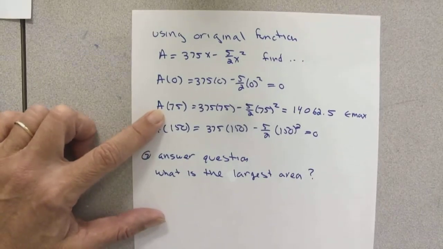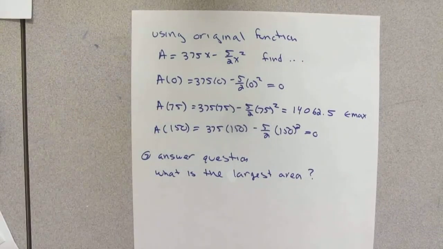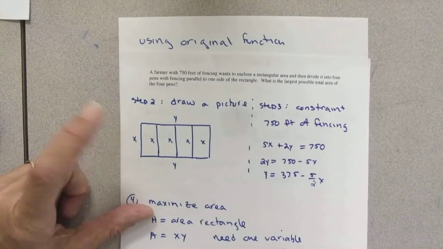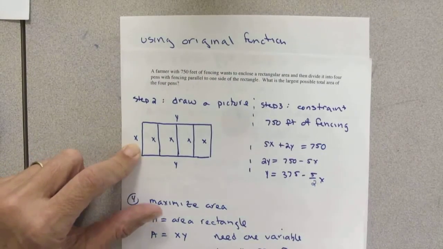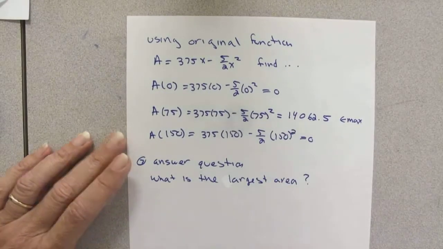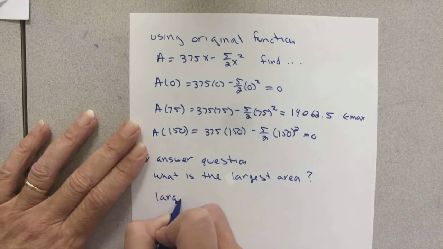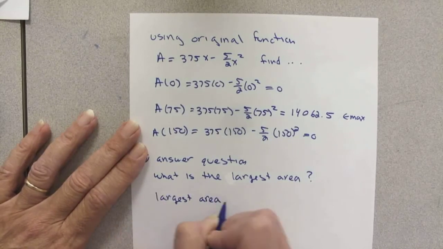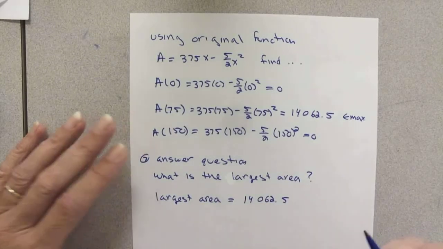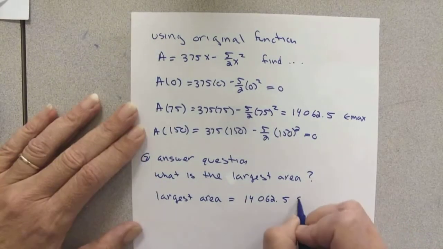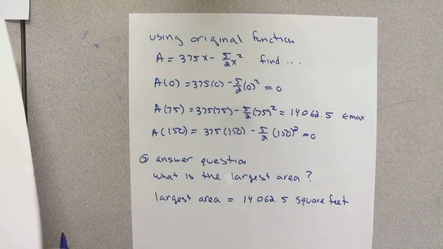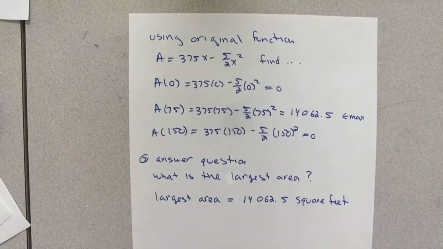And it's not x equals 75. Remember what x was: its vertical distance. So whatever x was, not the answer here, but it led us to the answer. There's the answer, the largest area is 14,062.5, and this was measured in square feet. And there's our first optimization problem.